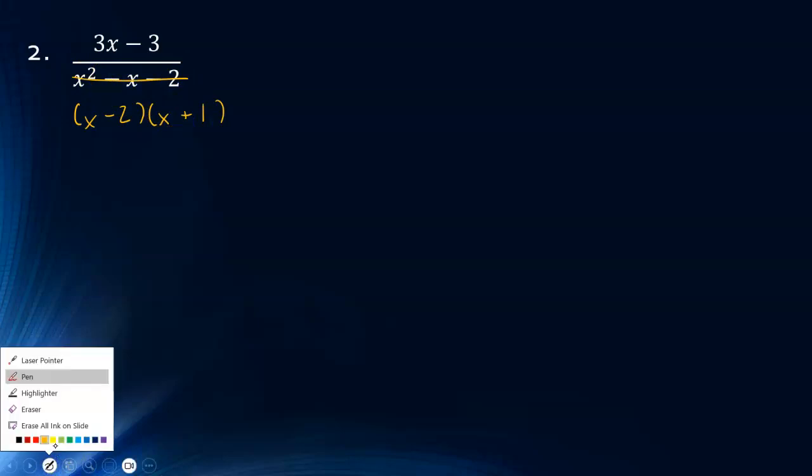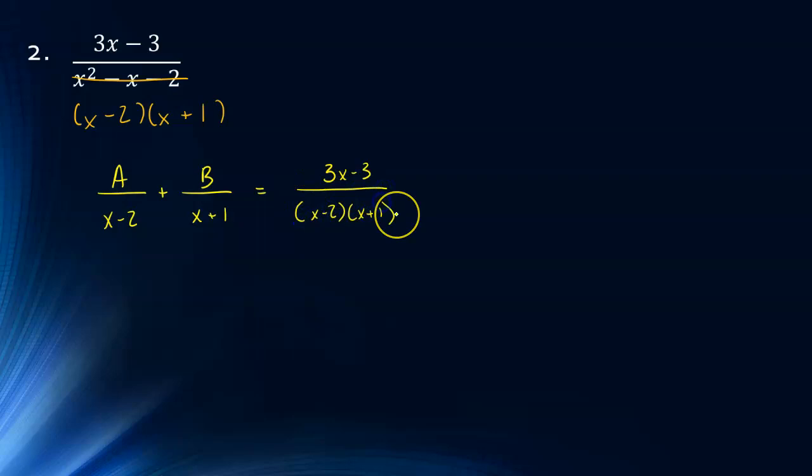All right, so now we have the denominator in factored form. So remember what we're going to do next is set up a bunch of fractions using the individual factors as our denominators. So I'm going to have a over x minus 2 plus b over x plus 1. And that's going to equal the original expression, which was 3x minus 3 over x minus 2 times x plus 1.